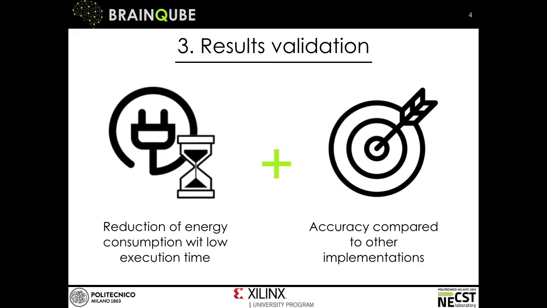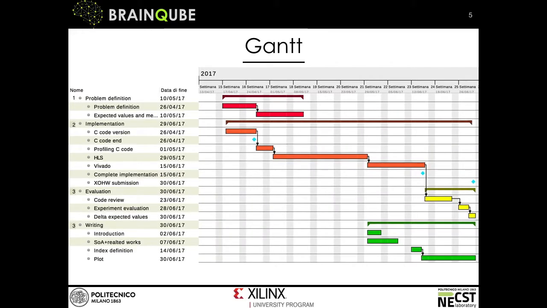In each implementation, we have already tested the results, but at this point we have to understand their meaning, verify if our expectations are satisfied, and check the accuracy of final results. Here you can see an overview of our work organization from April to the end of June. You can see the main steps already mentioned with a color and time course. Problem definition in red, implementation in orange, evaluation in yellow, and writing in green.